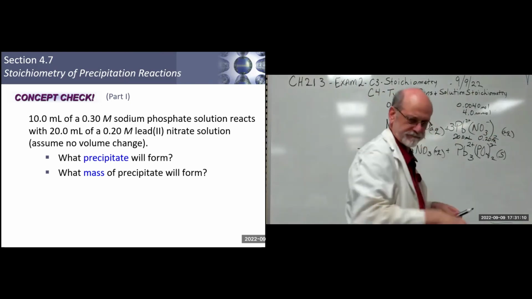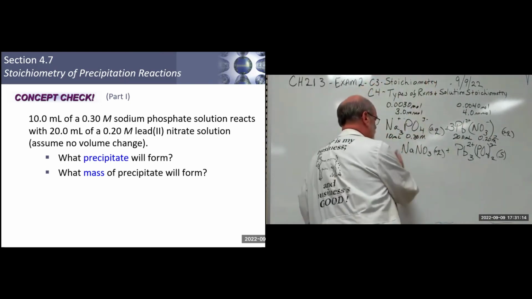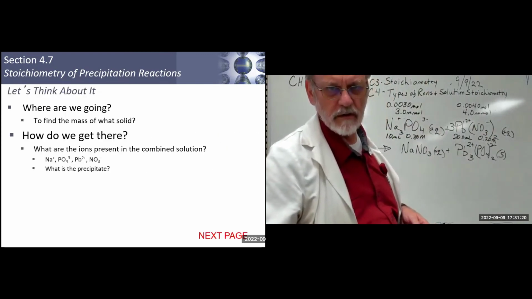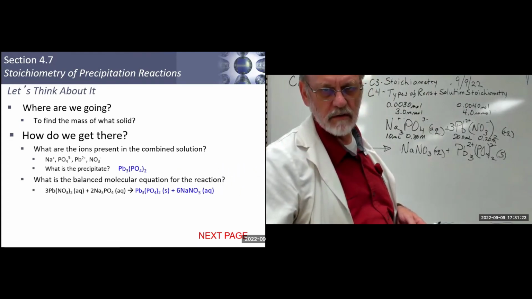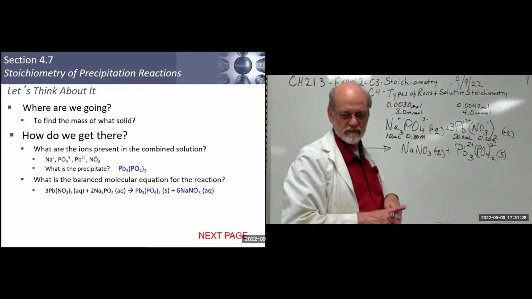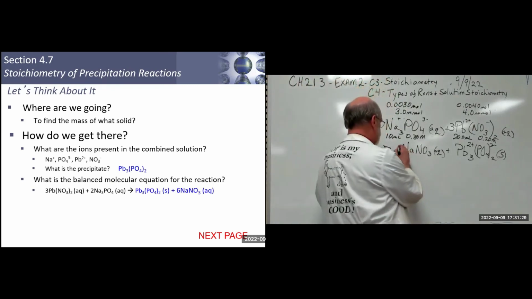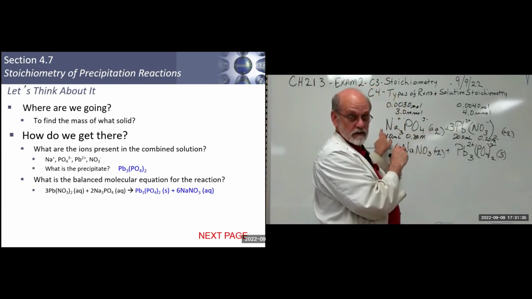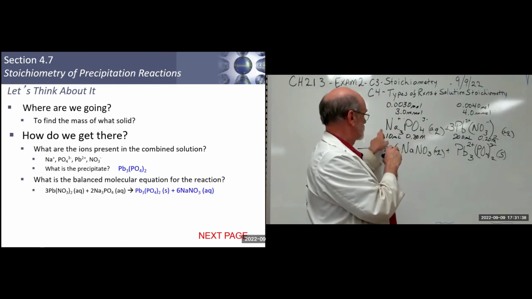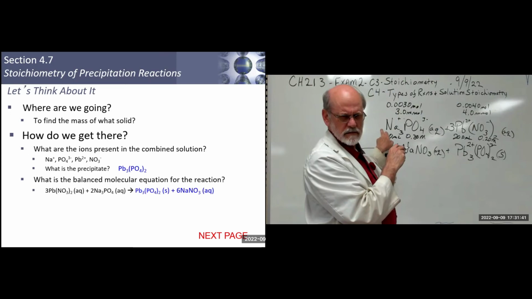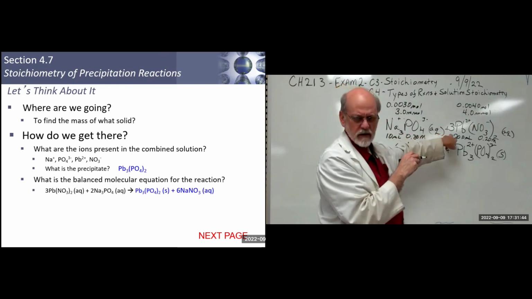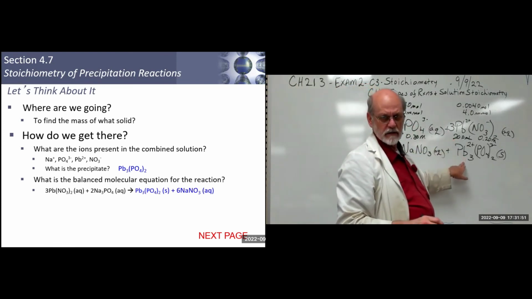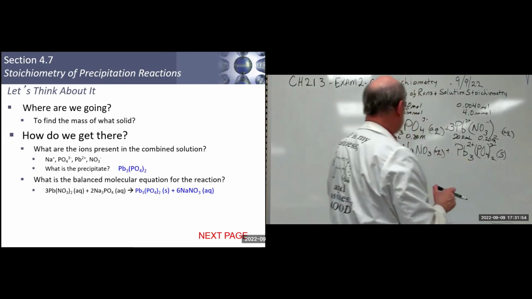Wait a minute. I'm trying to do this in my head. Let's see if it balances the equation for us. All right, we'll save ourselves some time. So 6 here and 3 here. Three there, 2 here, 6 there, and 1 here. Okay, so now we're balanced.